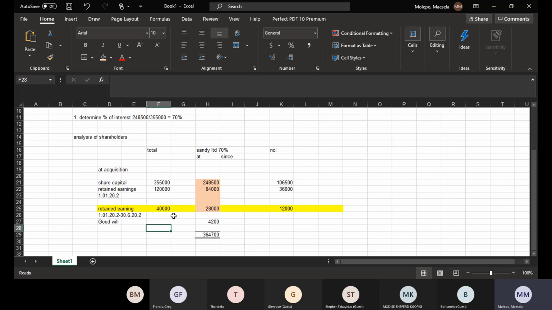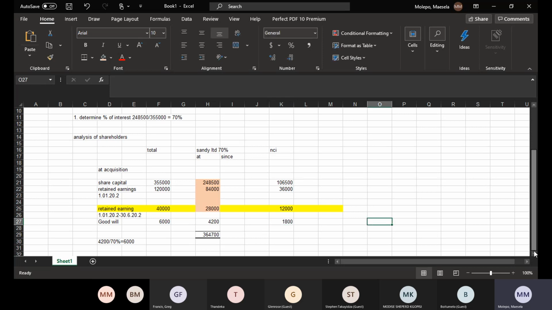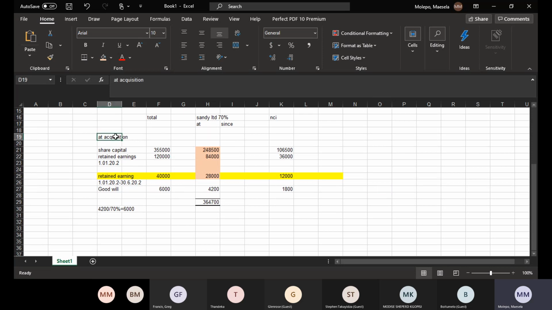And then in order to arrive at the figure of this goodwill, because here it's at 70% and here is the total, you want to take the 70% and give it to the total. So you will say the 4.2 divided by 70%, then it will give you the total of 6,000. So this 6,000 is gonna come here. Then from there, we're gonna have the remaining balance of this 30%, which is gonna be our 1,800. Then we proceed further. So this was the acquisition part.